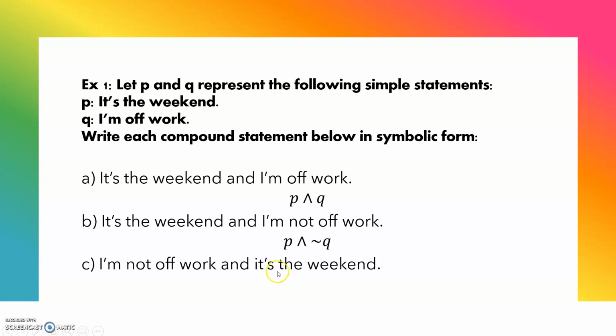Here's another example. I'm not off work and it's the weekend. I'm off work is Q, but I'm not off work would be not Q. And would be the upside down V, and it's the weekend would be P. So that would be not Q and P. That's how you will represent it in symbolic form. All we're doing is taking words and translating them into symbols, which we use a lot of in math.